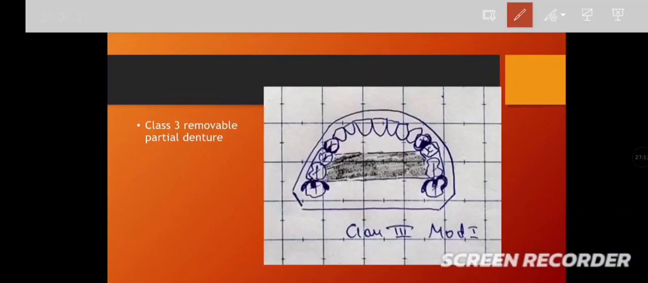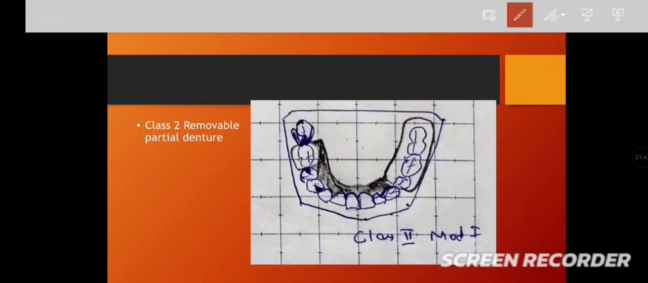Next, coming to class 3 removable partial denture, it is a completely tooth supported prosthesis. Hence here you can see we are using the teeth adjacent to the edentulous space for retention, and here you can't see much effect of the fulcrum line because it is secured in all three planes. Hence it is the most secured prosthesis you can see.